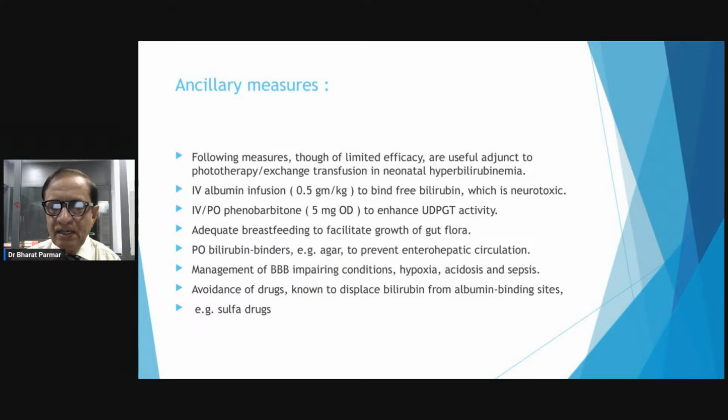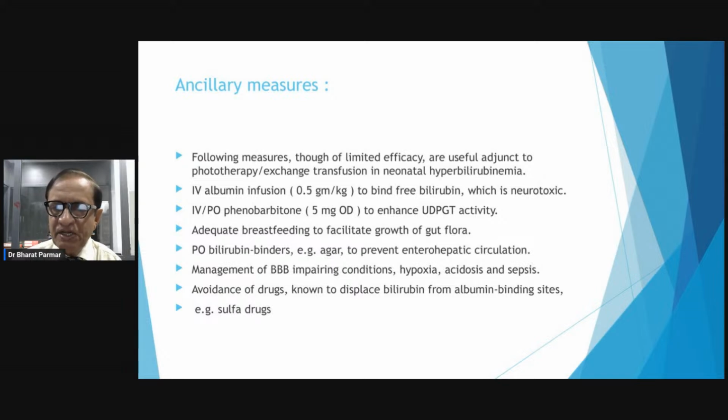Adequate breastfeeding facilitates growth of gut flora, and orally there is a bilirubin binder, agar, to prevent enterohepatic circulation in unconjugated hyperbilirubinemia. Manage blood-brain barrier impairing conditions such as hypoxia, acidosis, and sepsis with antibiotics, IV fluids, and oxygen, and avoid drugs known to displace bilirubin from the albumin binding site. Avoid sulfa drugs. So these are the ancillary measures for the management of unconjugated neonatal hyperbilirubinemia.